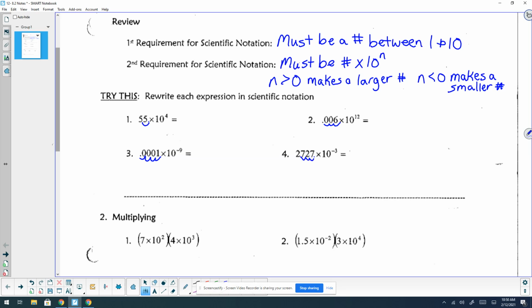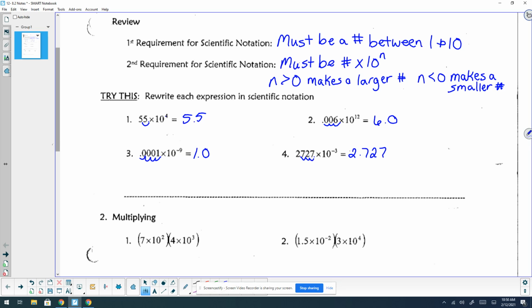So for the first problem, I end up with 5.5. The second problem, I end up with 6.0. Third problem, 1.0. Fourth problem would be 2.727. Okay? Now, what we have to figure out is by moving that decimal, what does it do to the exponent from the base 10?